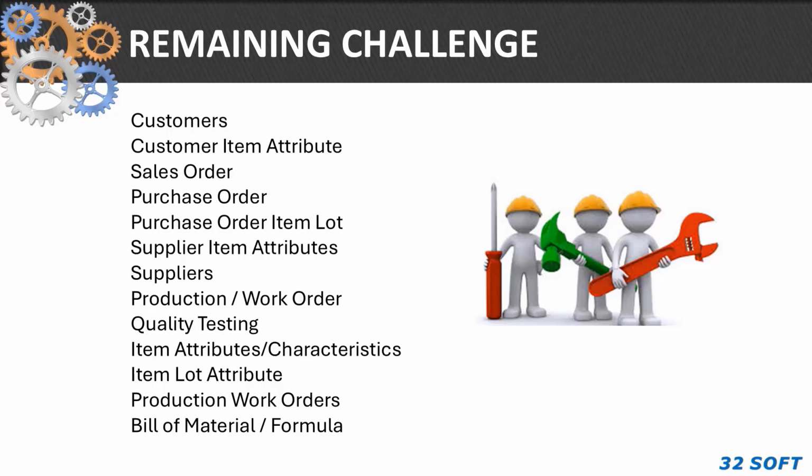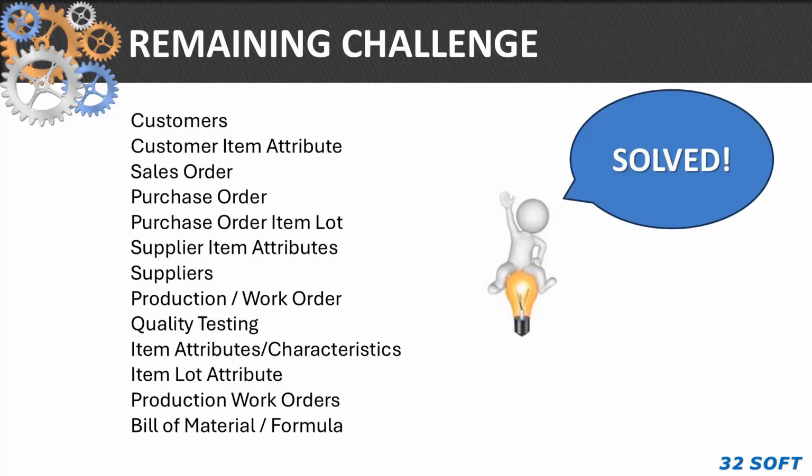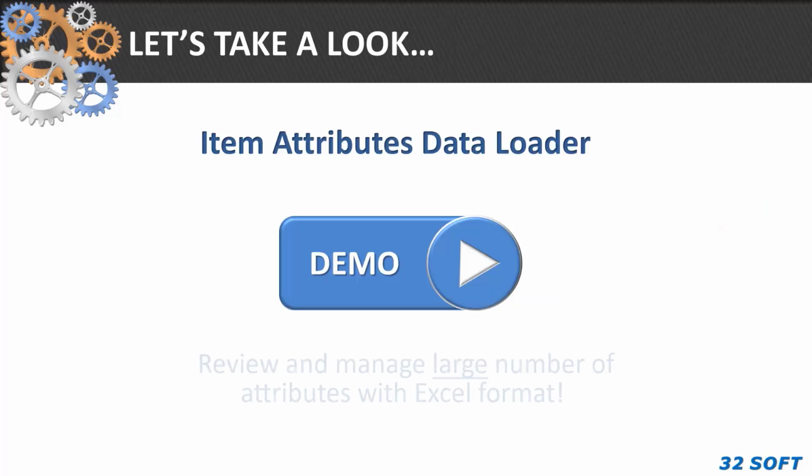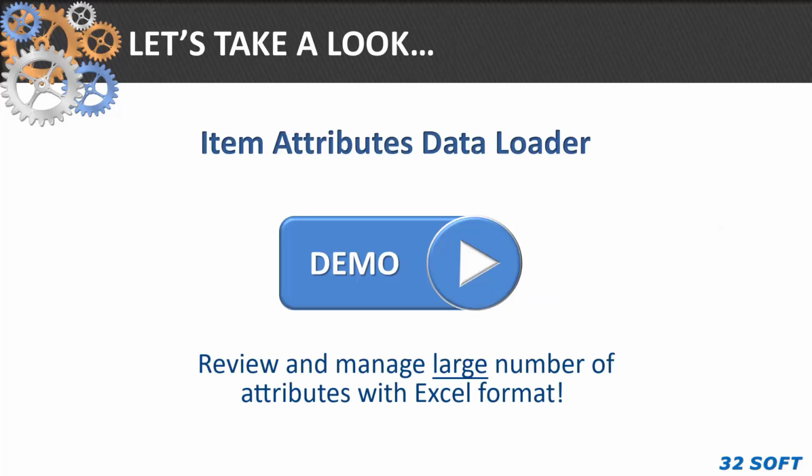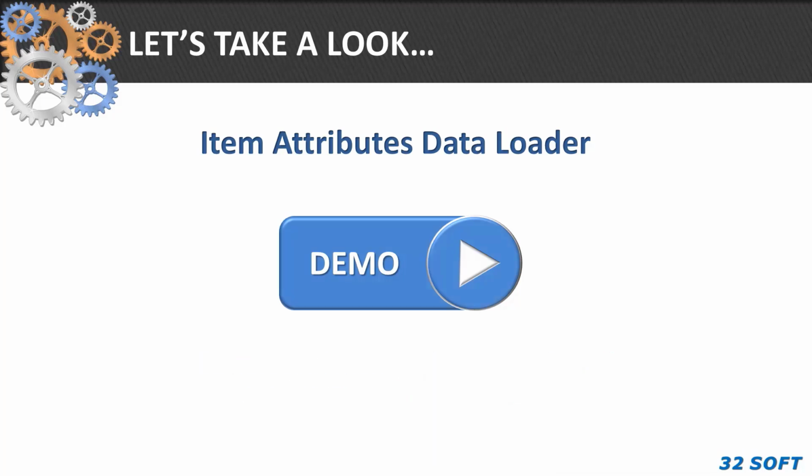The item attribute data loader from 32Soft solves the problem and manages to handle even dozens of additional attributes from your attribute functionality within master data. Using 32Soft Loader, you can review and manage large number of attributes from an easy-to-use Excel format. I will now turn it over to Andreas, who will give you a quick demonstration.